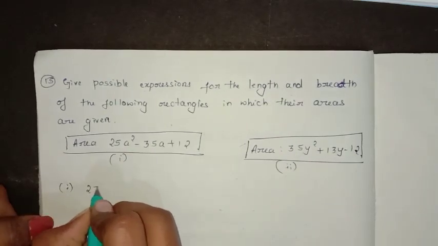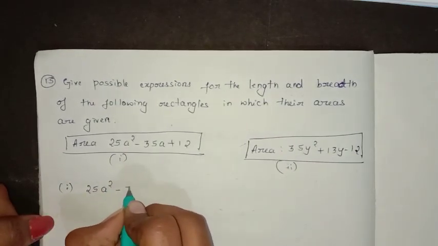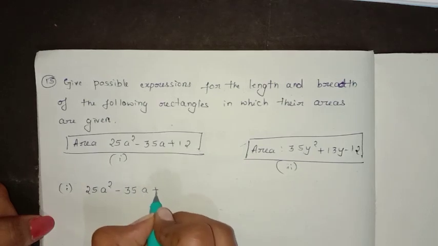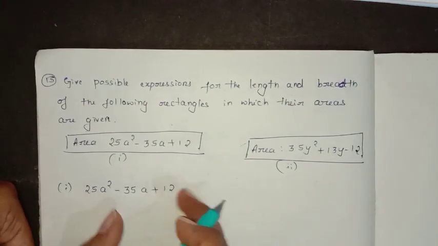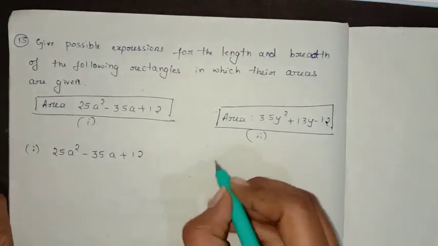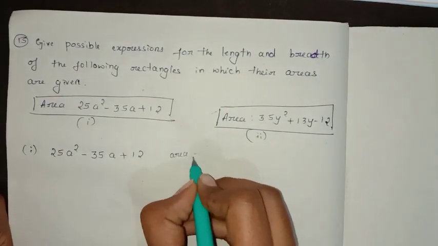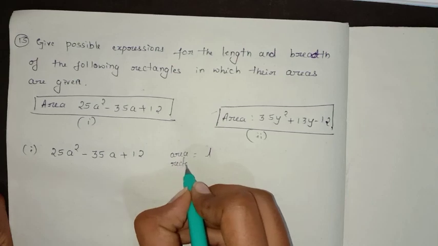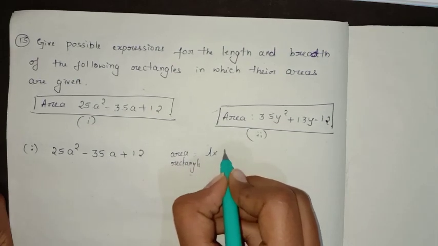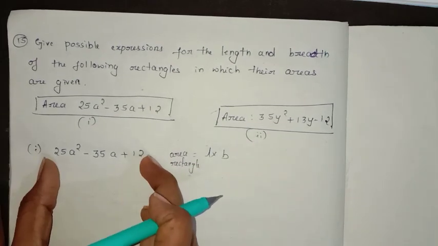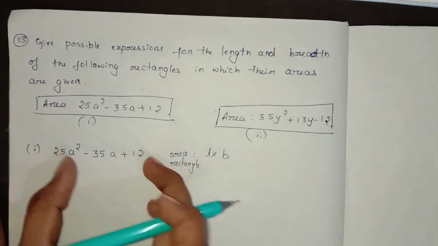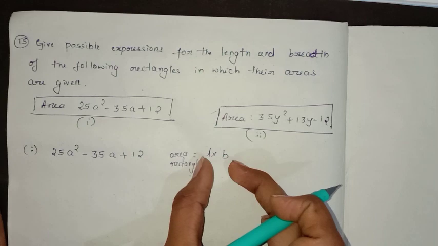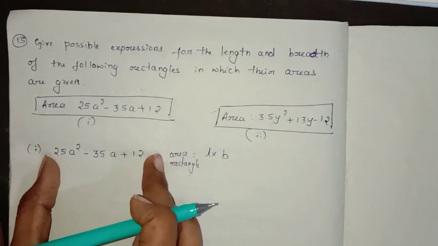The first one is 25a square minus 35a plus 12. This is the area of the rectangle. We know that the area of the rectangle is equal to length into breadth. That means this is an algebraic equation, and from it we have to get the two factor terms. That means you have to factorize this one.